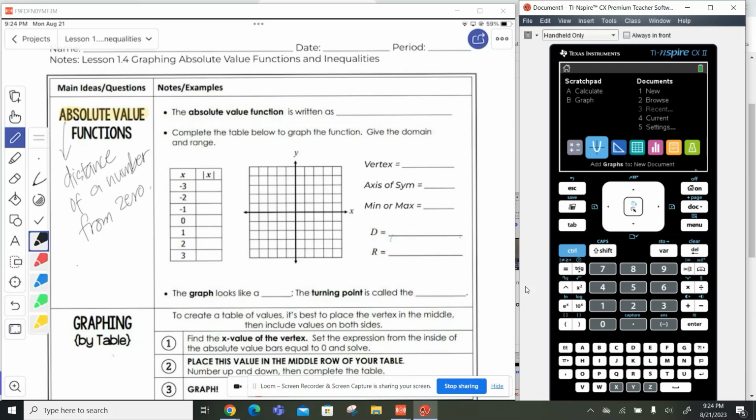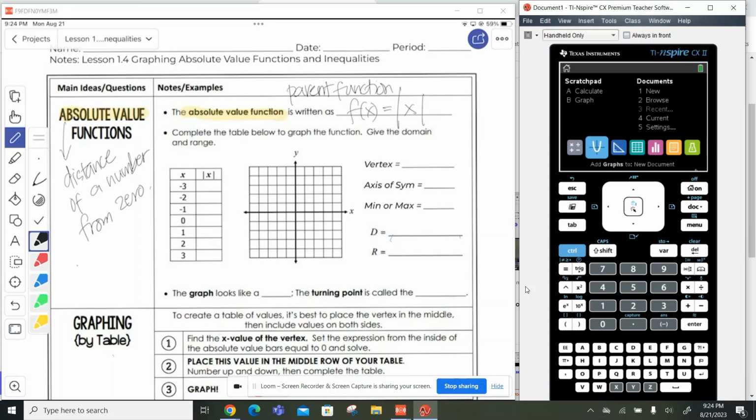The absolute value function is written as f of x equals absolute value of x. We call this the parent function. The parent function of an absolute value function is f of x equals the absolute value with x inside. Now, looking at the table here, the graph or the grid, and then the properties.